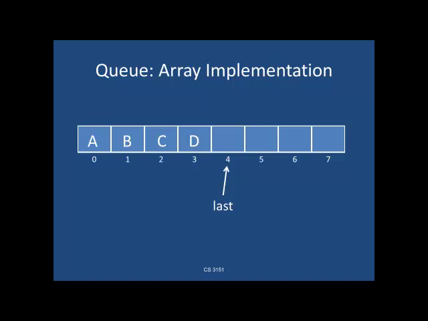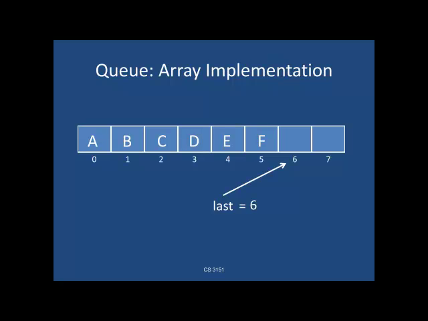Last is really an integer type variable. In our scenario, last contains the value 4, since the next queue item has to be inserted at index 4. If we enqueue the additional item E, then last is incremented to 5 after inserting E at 4. When we enqueue F, F is inserted at index 5 and last is incremented to become 6.